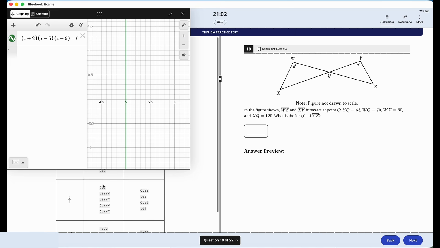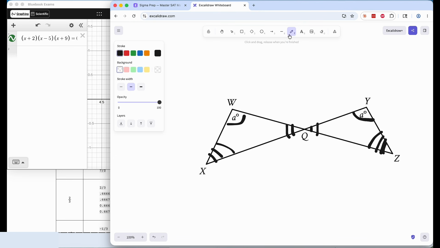Okay, let's fill this in. So they tell us that YQ is 63, so that's here. WQ 70, so 63, 70, 60, and 120. Let me see if I remember all that. 63, 70, 60, 120. So over here, 63, 70, 60, and 120.